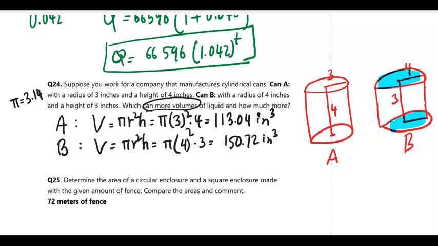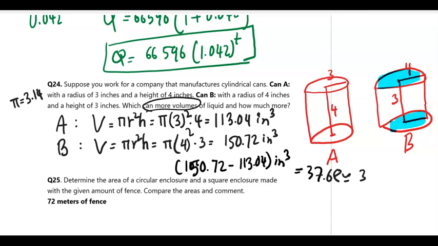How much more? You subtract 150.72 minus 113.04 cubic inches. Let's subtract that. You get 37.68. If you round it to the nearest whole number, it's almost 38 cubic inches more that can B holds than can A.